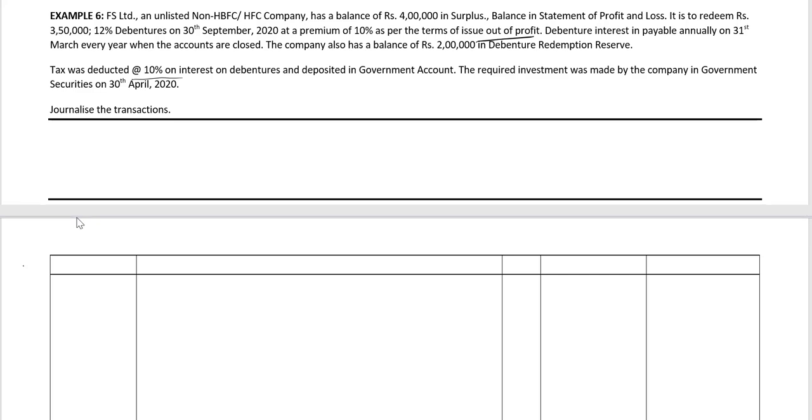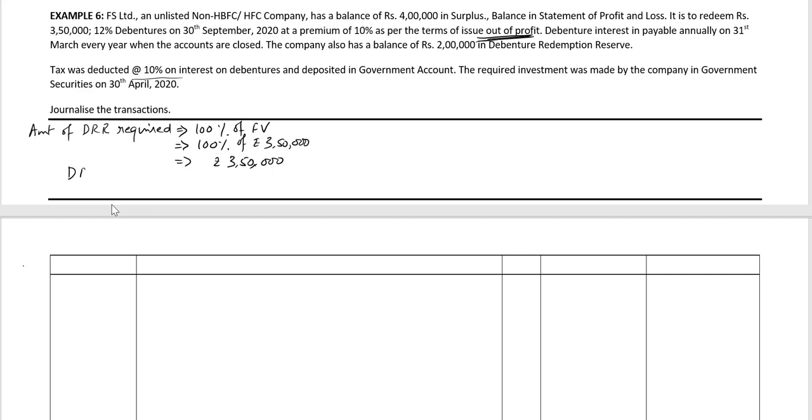Now let's calculate the amount of the DRR which is required. It says that the company decided to redeem as per the terms of the issue out of profit. So the amount required is 100% of the face value of outstanding redeemable debentures, which is 100% of rupees 3,50,000, which is equal to rupees 3,50,000.